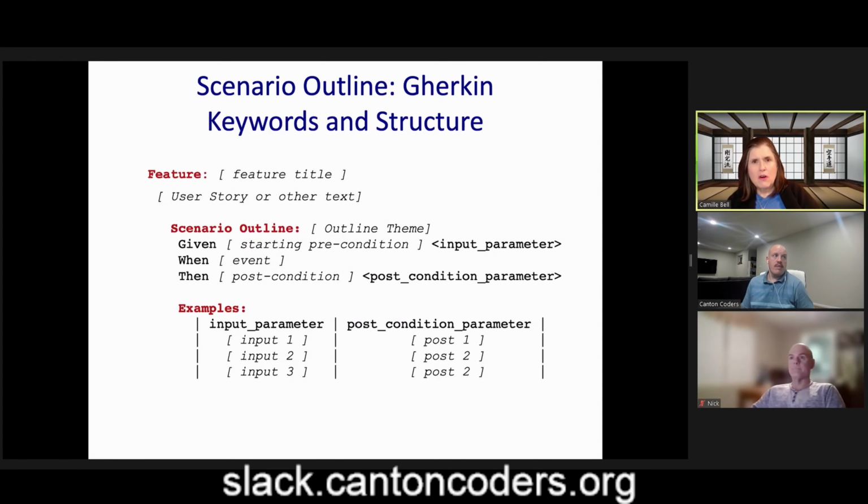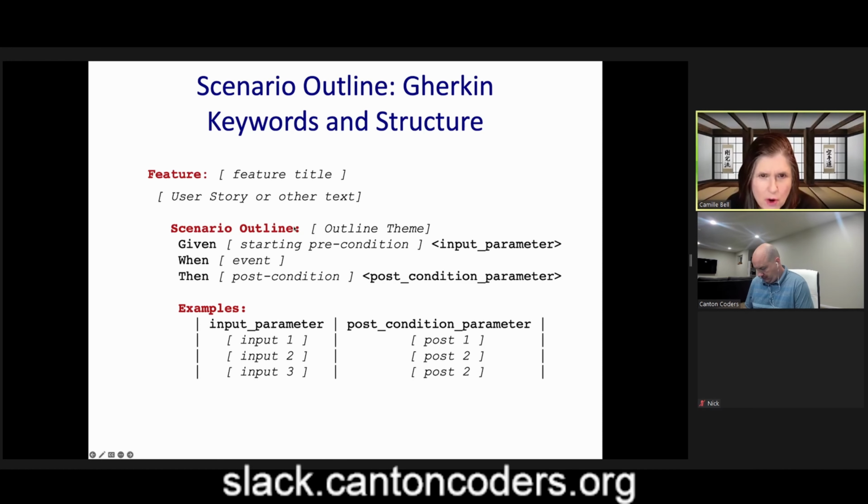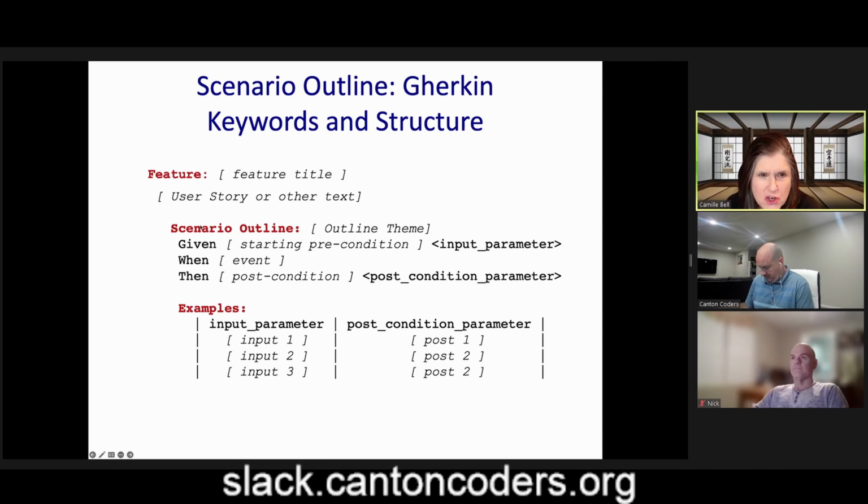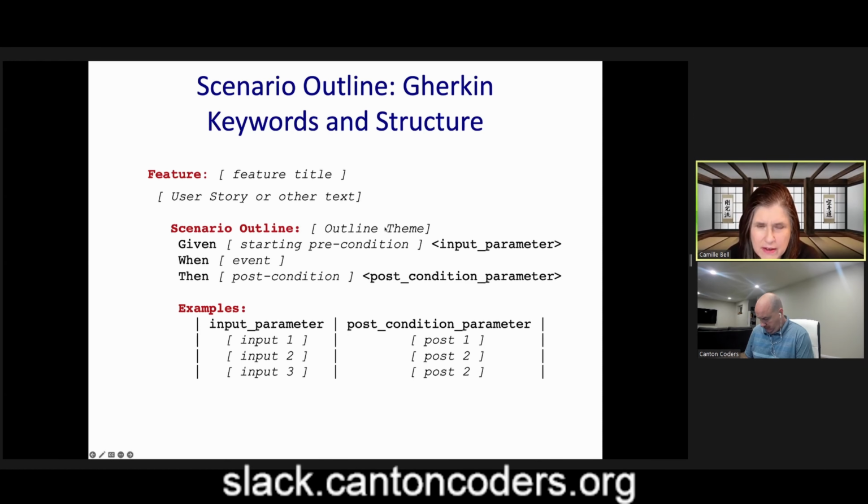So there's this thing called scenario outline. And it's a slightly different structure here. We have our feature and we have our user story or other text as we had before. This time, instead of saying scenario, we say scenario outline. And we think about some sort of theme. For instance, in our example where we were looking at Ajax, we could have had a pop-up theme and a world population theme, and we could have separated those out as themes. Actually, that would be more rules, so excuse me there.